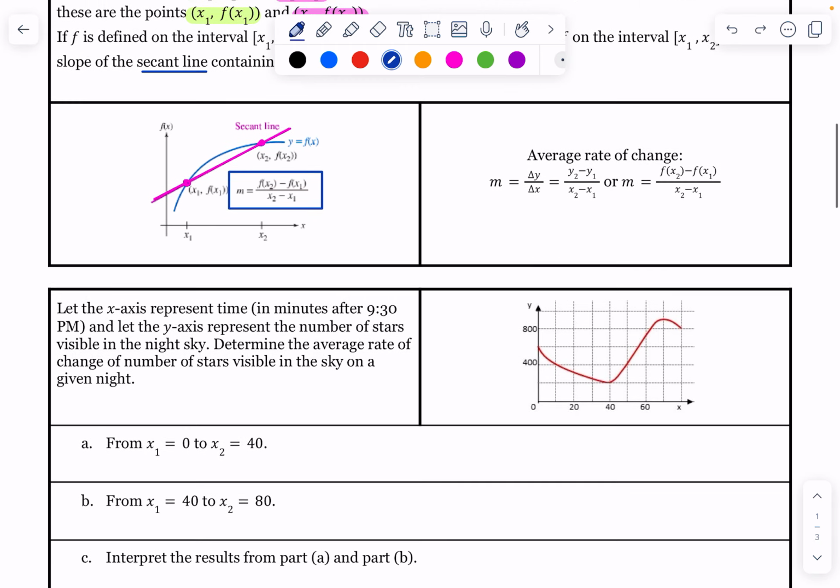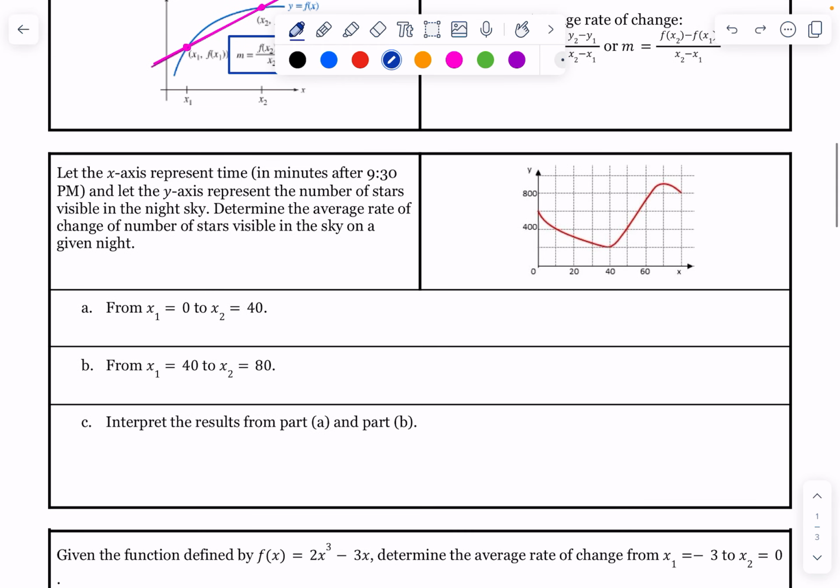Okay, so let's look at a couple of problems dealing with this. It says let the x-axis represent time in minutes after 9:30 p.m., and let the y-axis represent the number of stars visible in the night sky. Determine the average rate of change of the number of stars visible in the sky on a given night. So A is from x1 equals 0 to x2 equals 40.